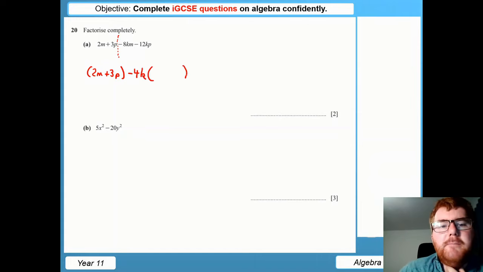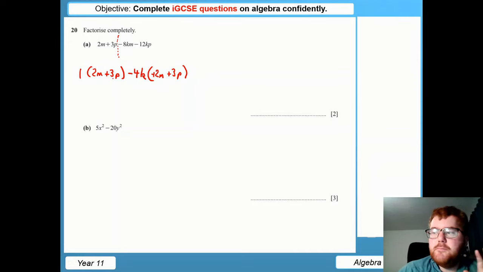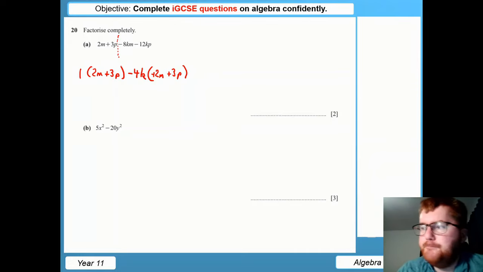And now I'm going to work backwards. So what do I multiply minus 4k by to get minus 8km? Well, I get minus 2m. What do I multiply? Plus 2m, there we are. And what do you multiply minus 4k by to get minus 12kp? Well, 3p. Again, we achieved what we wanted to achieve here, which is that the brackets are exactly the same.